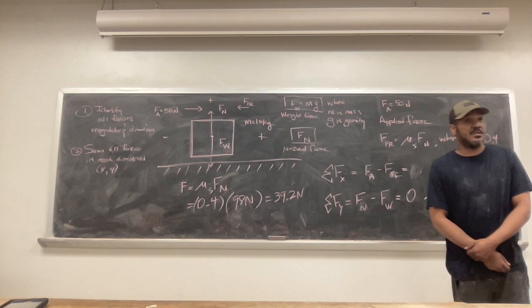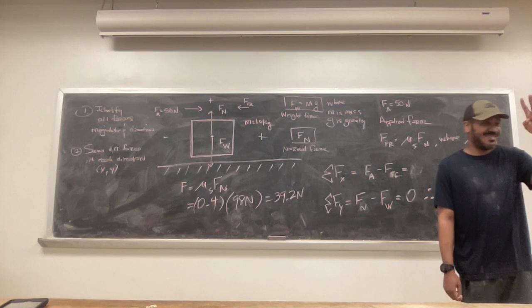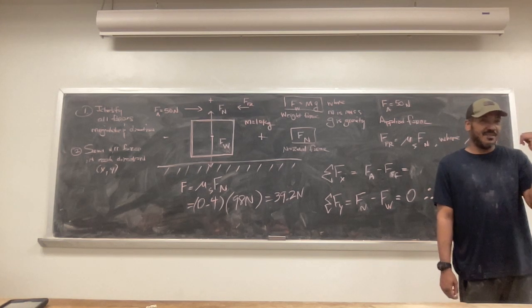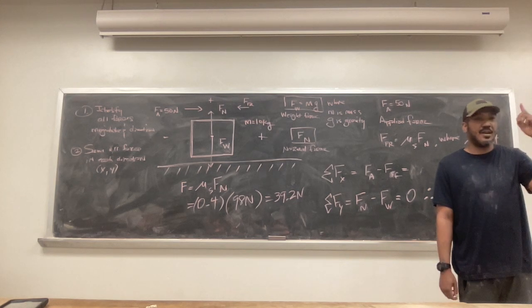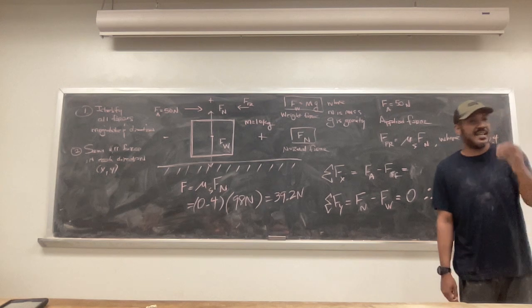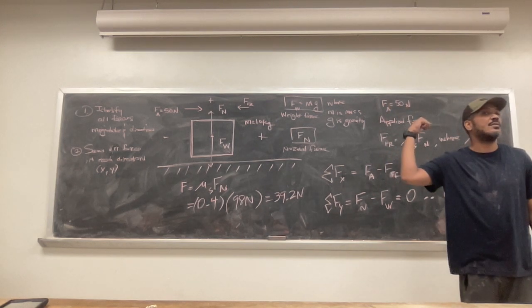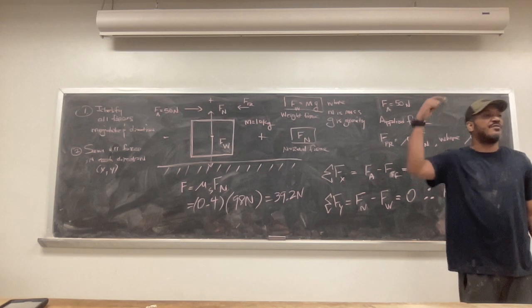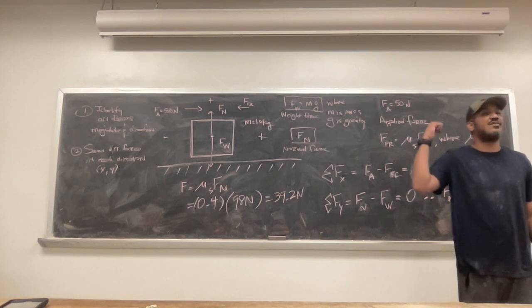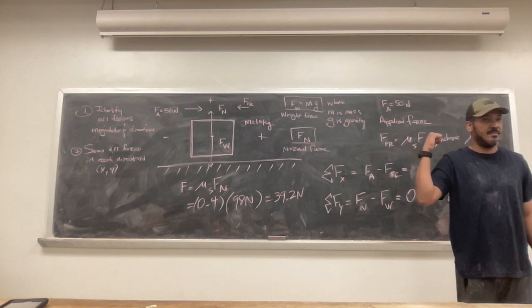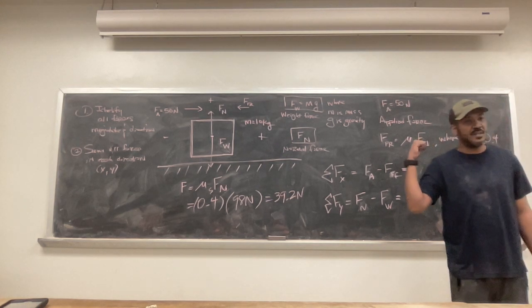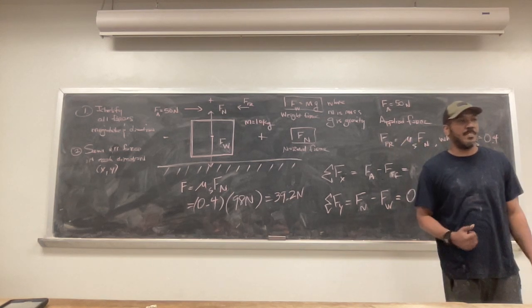Right? So there's two situations, kind of like what we did with the projectile motion. Either the box moves or it stays still. If the box stays still, it's equal to zero. If the box moves, it's mass times acceleration. It's that simple.